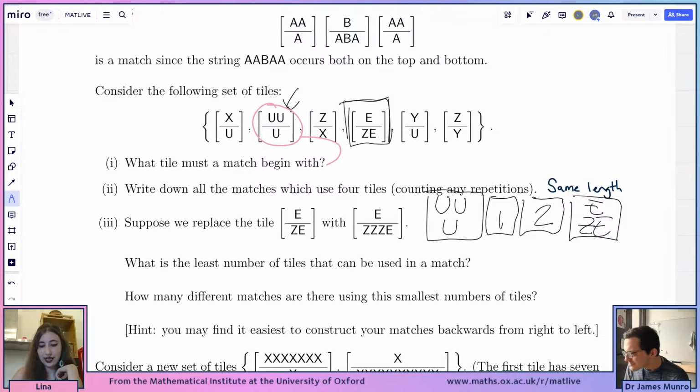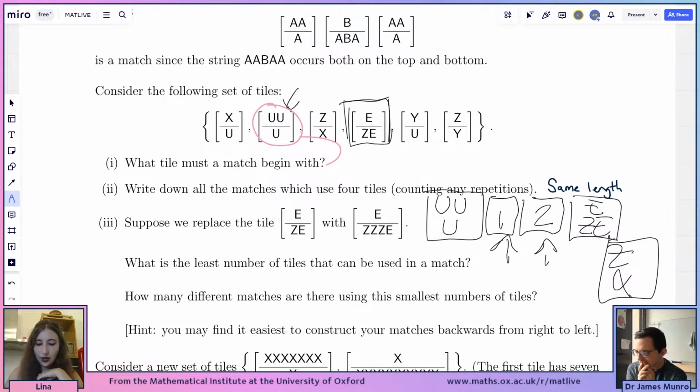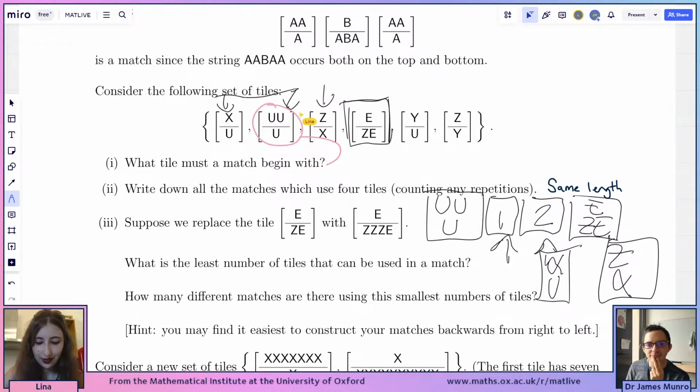So now we've got 2 tiles here, tile 1 and tile 2. We need the numbers to be the same, so we can use either U and EZE, and we also need tile 2 to have a Z on top and something else on the bottom, and tile 1 to have a U on the bottom and something else on the top. And these 2, the alpha has to be the same in both cases. So the only tiles that this matches for are the ZX XU tiles and the ZY YU tiles. So this is a match. And then this is also a match for 1 and 2. So that gives us the 2 matches of length 4. Does that make sense?